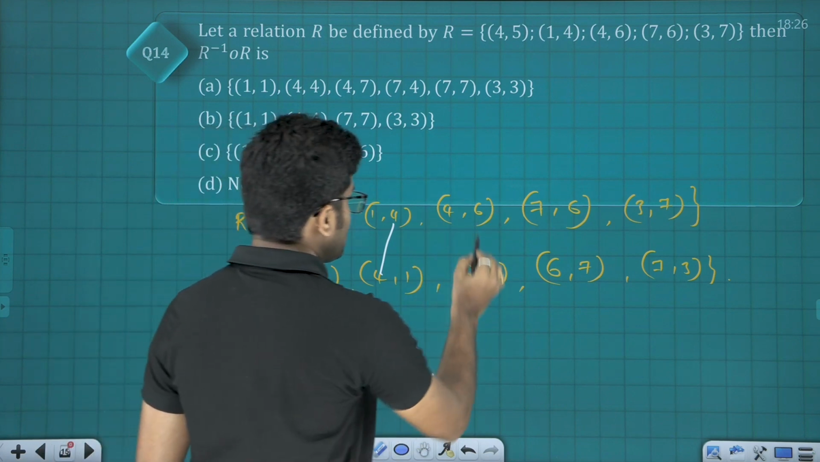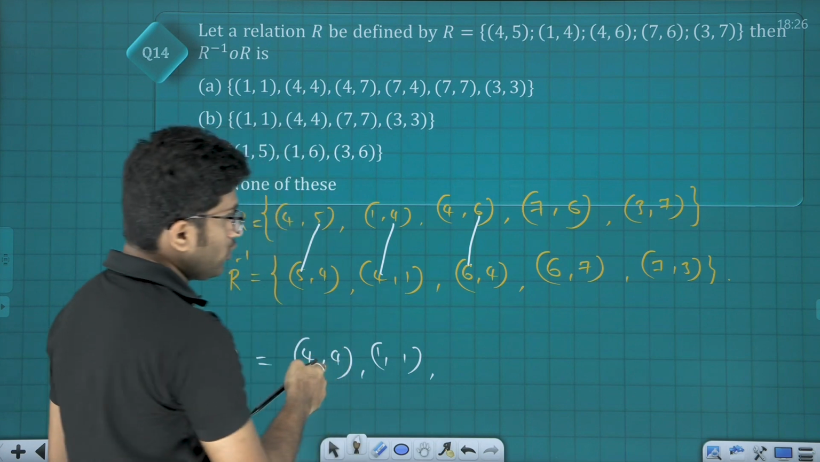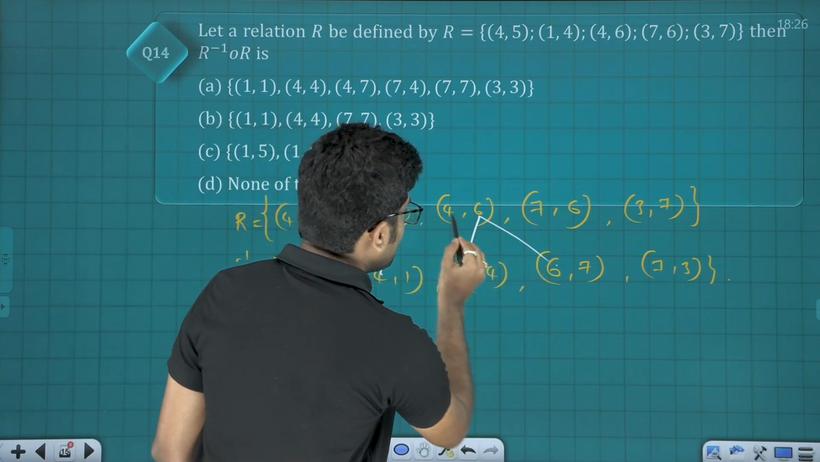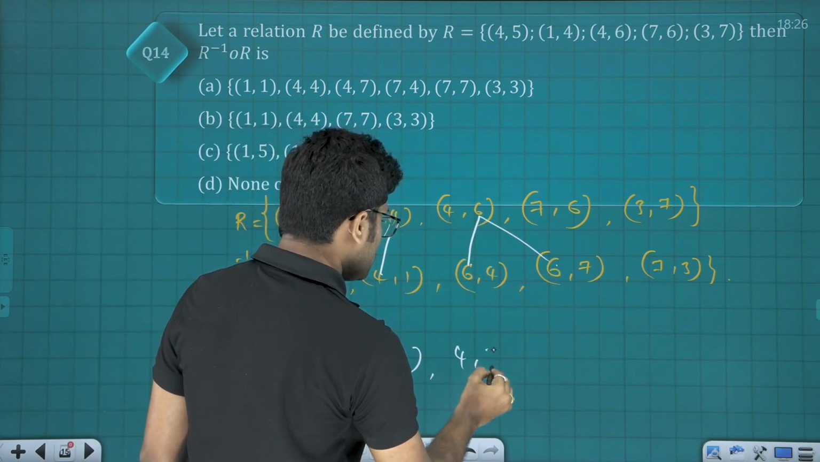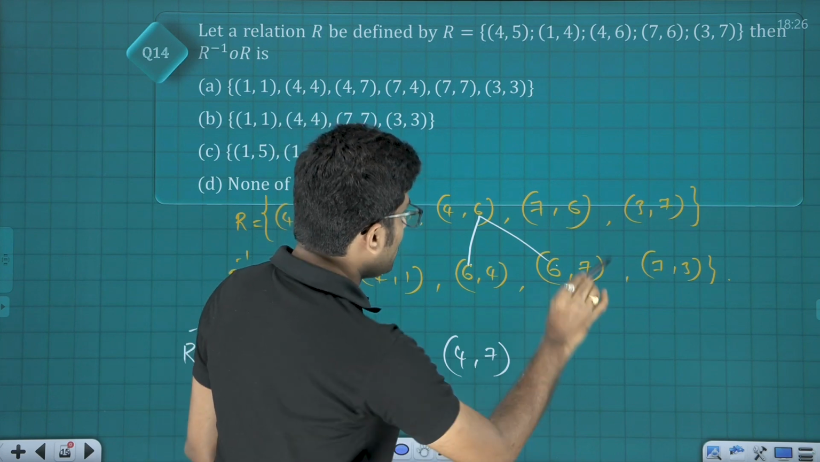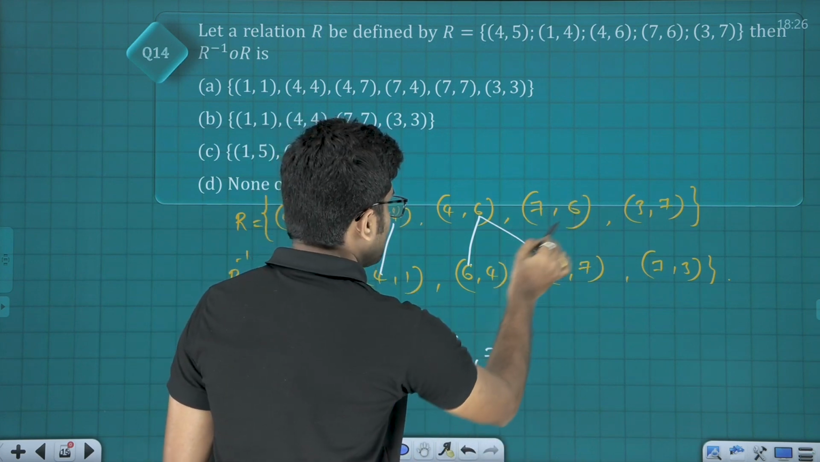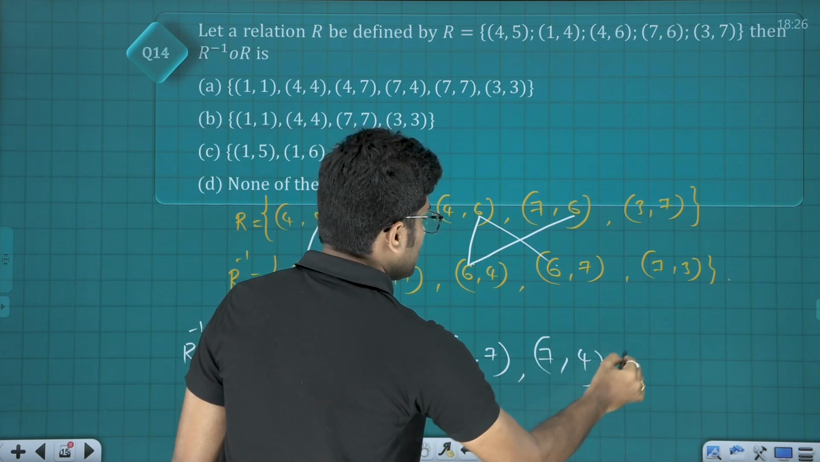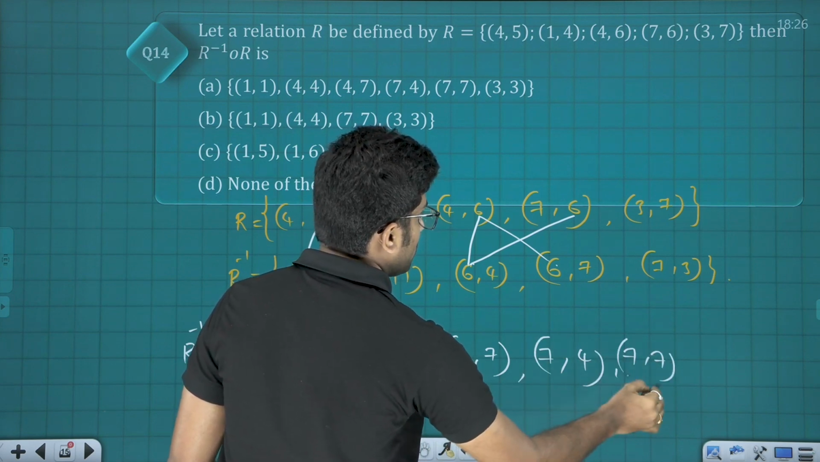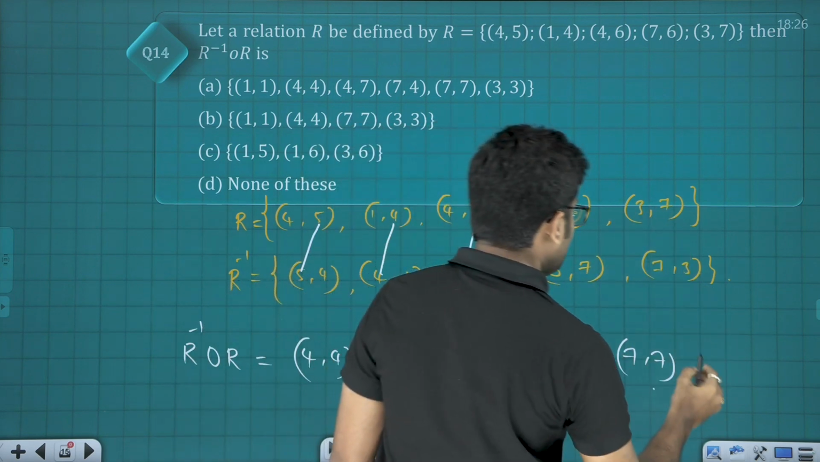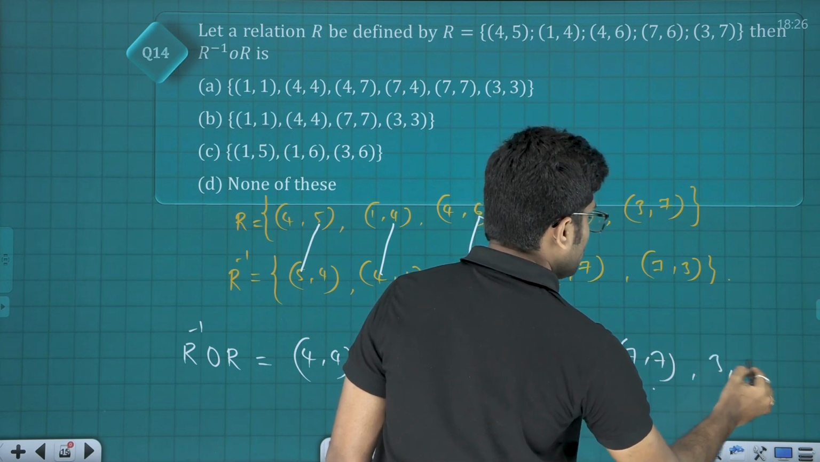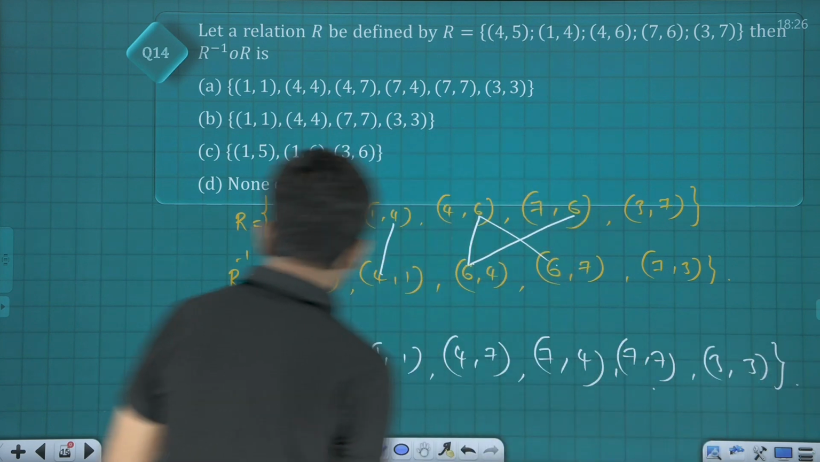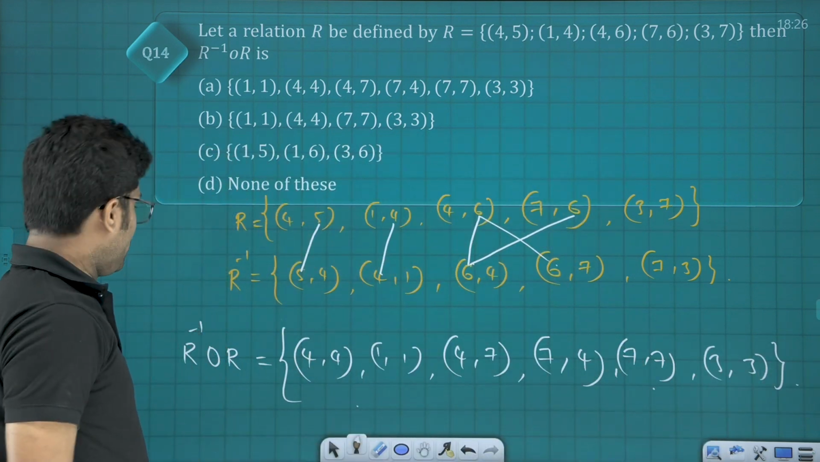Next (4, 6): (4, 4) we already have. Next (4, 7) will be in this. Next, any other? Nothing. (7, 6): so (7, 4) will be there, and (7, 7) also will be there. Next (3, 7): so (7, 3), (3, 3) will be in our R inverse circle R.